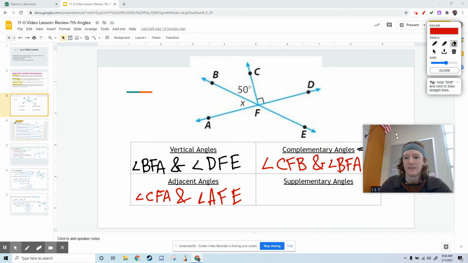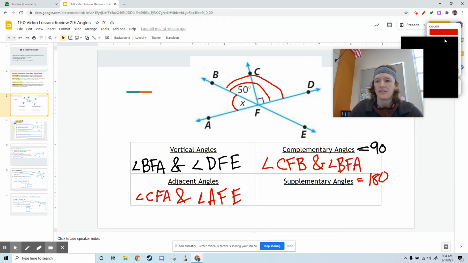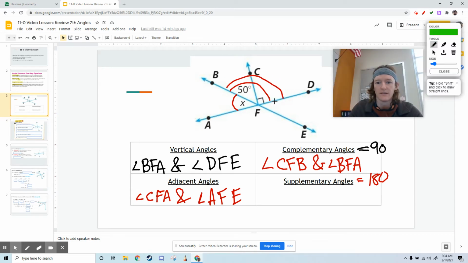Next one, supplementary. These are two angles that add up to 180. So supplementary, let's do this angle and this angle. Another set we could do is this one and this one. And I'm marking one of them with one angle mark and the other one with two because those are not the same angle. I want to point out that they're different angles. Actually, let's do this green one because I don't want to keep using the same numbers up here.